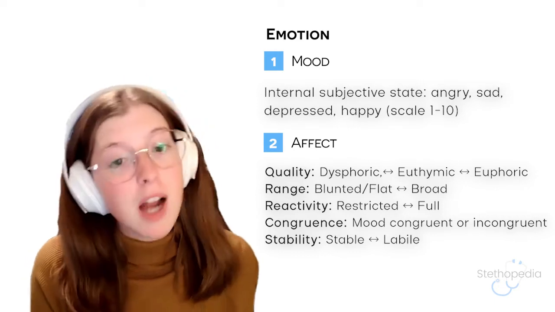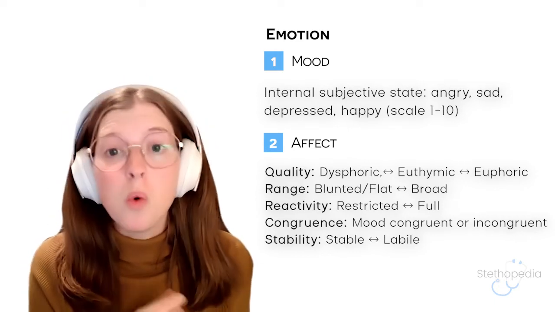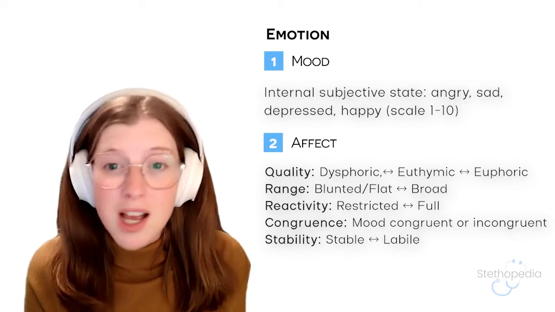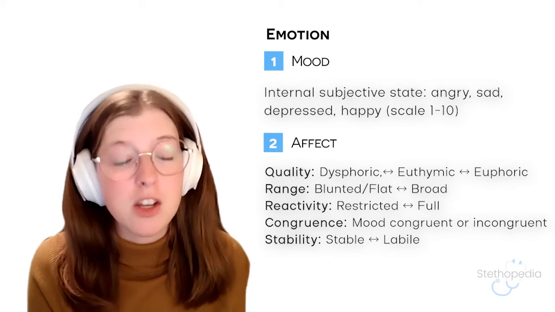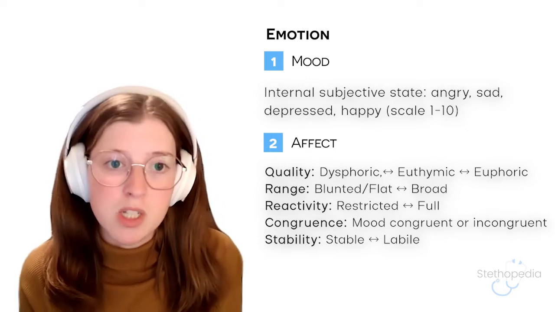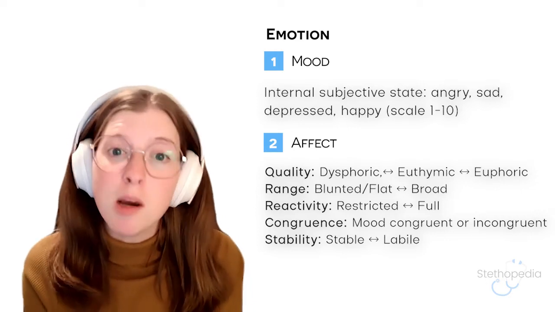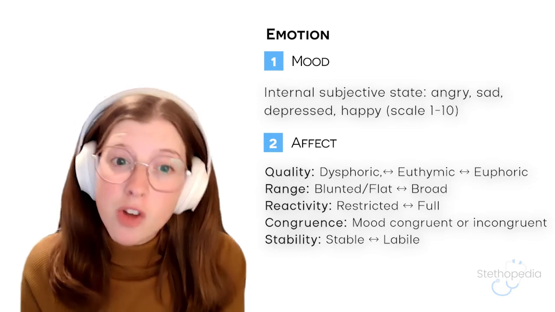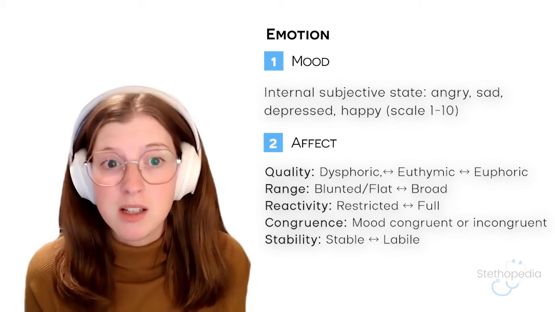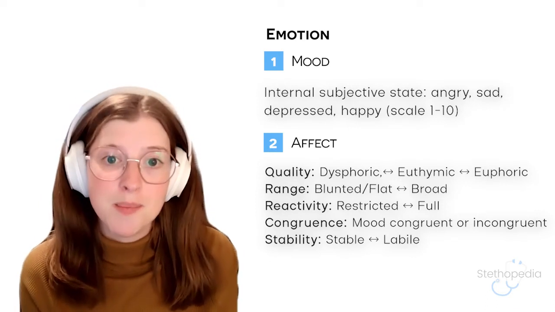For example, you can ask a patient, on a scale of 1 to 10, 1 being the worst mood you've ever had, depressed, low, tearful, and 10 being feeling good, feeling like yourself, where would you rate your mood today? In your mental status examination, you might want to include this number as a determination of the patient's mood. But it's also helpful to put something in quotes like angry, sad, depressed, happy, elated.